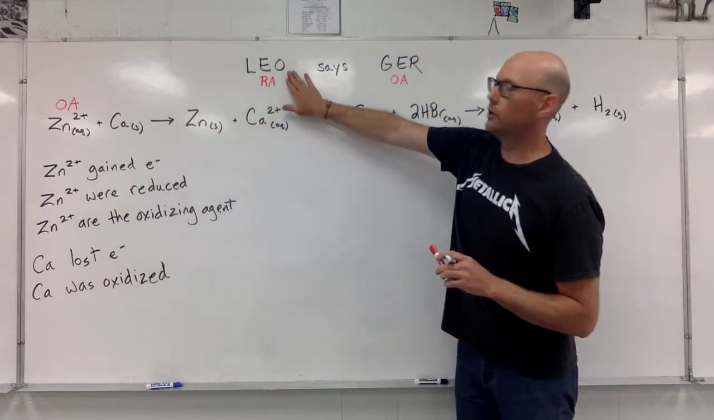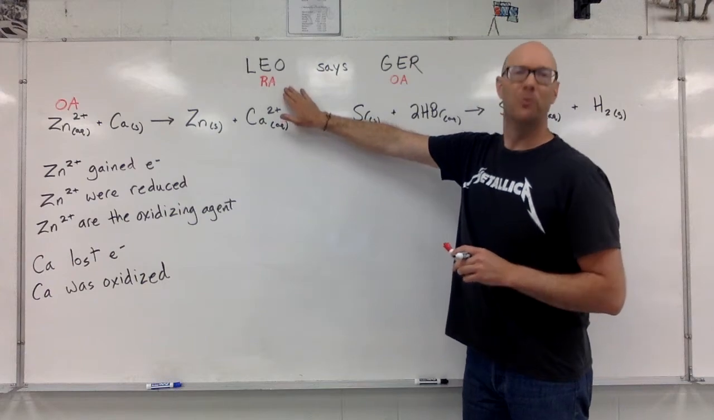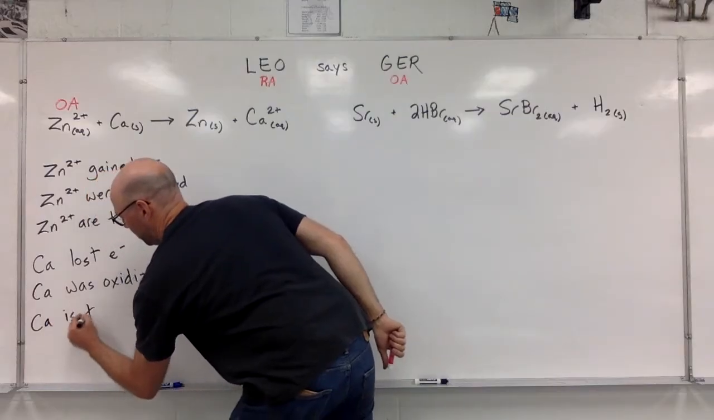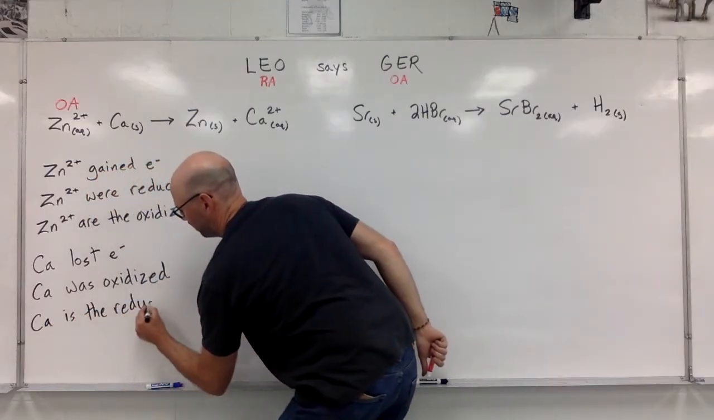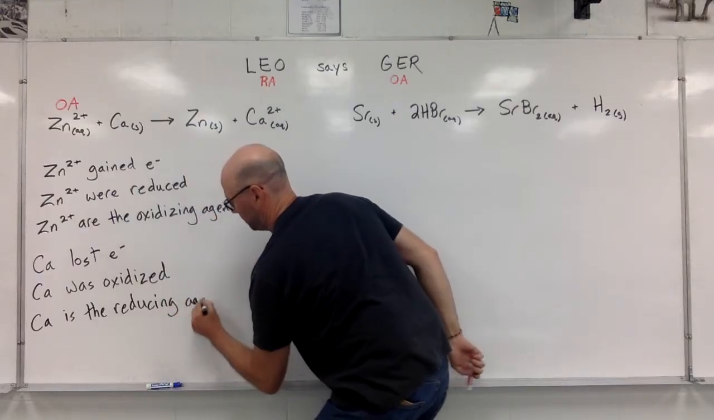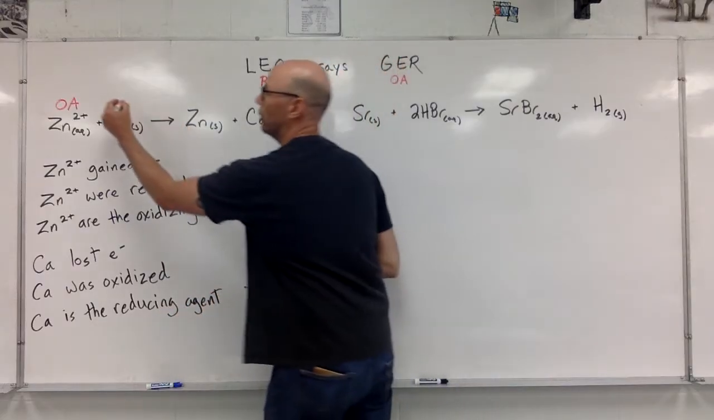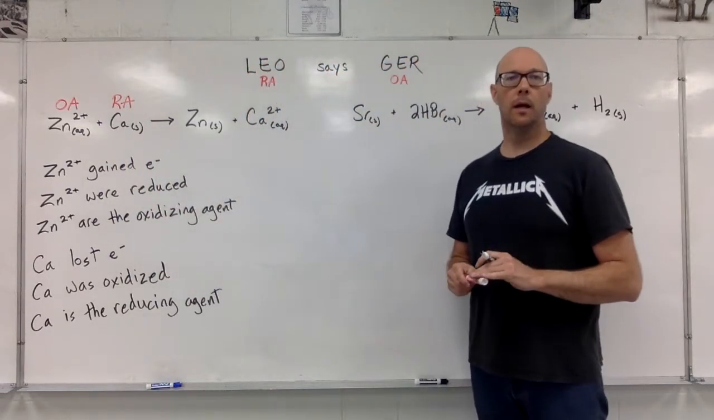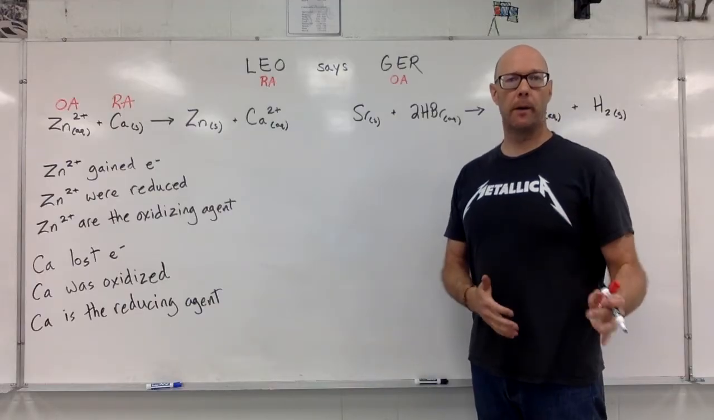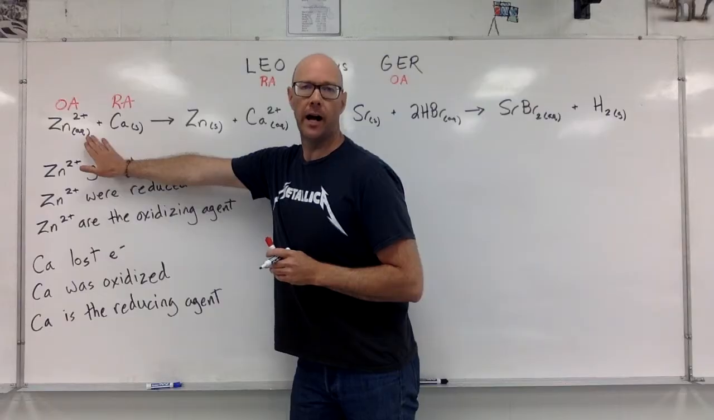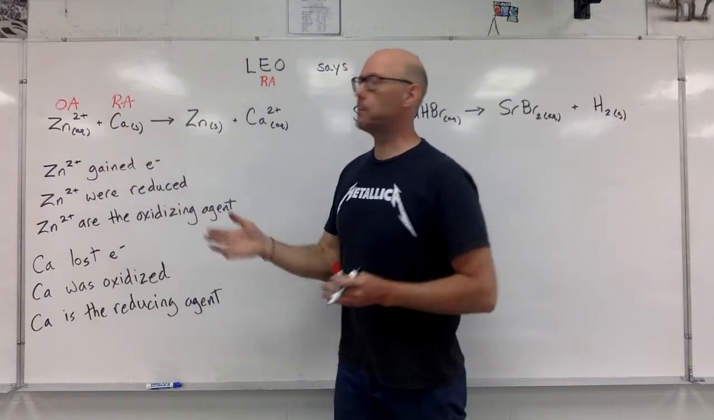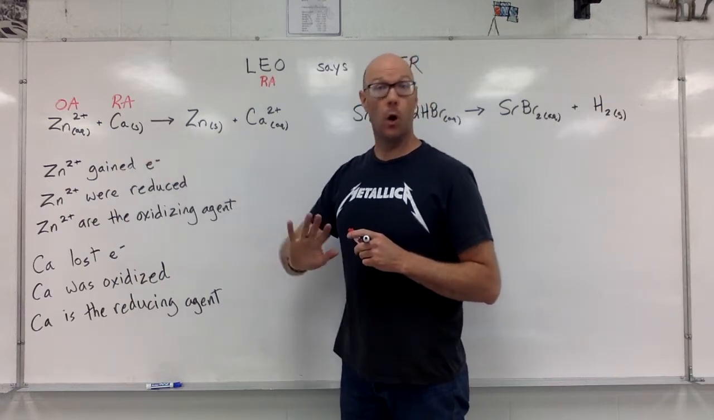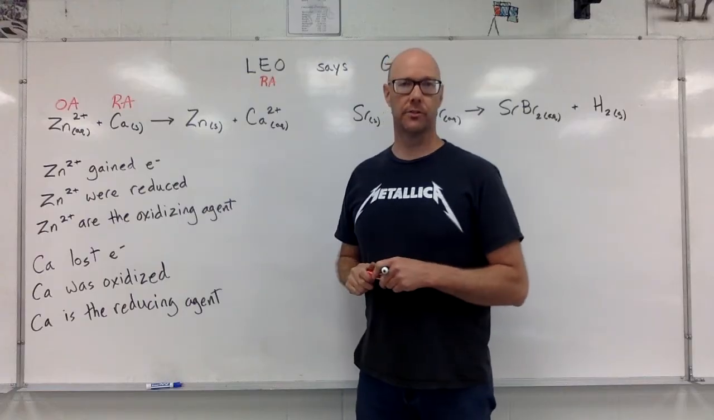The substance that undergoes oxidation we call the reducing agent. Calcium is the reducing agent, which we can label as the RA. It's a handy rule of thumb to keep in our back pocket that positive ions are, with only a few exceptions, oxidizing agents, and solid metal atoms, with no exceptions, are reducing agents.